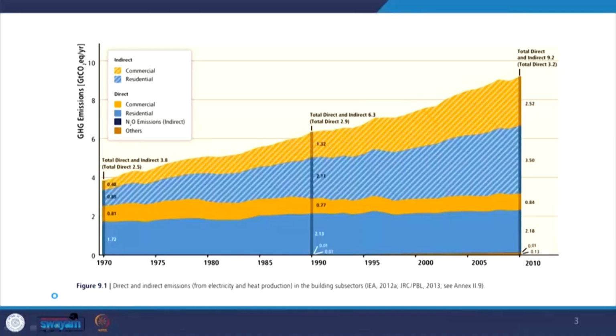If we look at this data from IEA, it is very clearly seen that as we are progressing, the direct emissions from buildings are remaining almost constant, but it is the indirect emissions which is what we just talked about. For example, the electricity which is generated elsewhere, not at the building site. So, those indirect emissions are increasing every day as the lifestyle is changing, as the type of buildings are changing, as more and more buildings are becoming air conditioned. So, these indirect emissions are increasing.